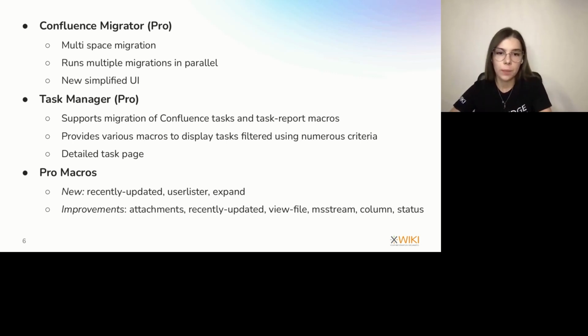And finally, I told you previously that we have been working for a few years on macros that are commonly used in the context of migrating from Confluence to XWiki. This year, we have introduced 3 more macros: the recently updated, user lister, and expand. And we have also worked on improvements for multiple other macros, such as attachments, recently updated, view file, Microsoft Streams, column, and status. And we'll see all of them during the demo.